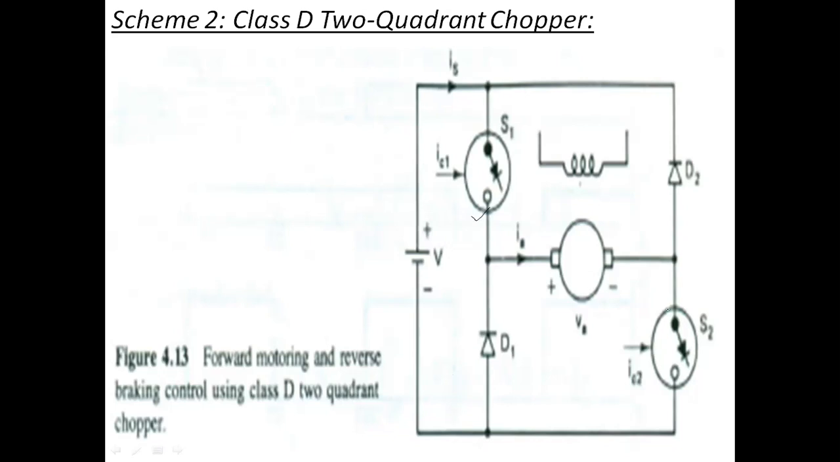S1 is on and S2 is off. So the current will be circulating like this only. So VA is equal to 0 here. And third mode, S1 is off and S2 will be conducting. So the current will be flowing like this. So VA is equal to again 0 here.